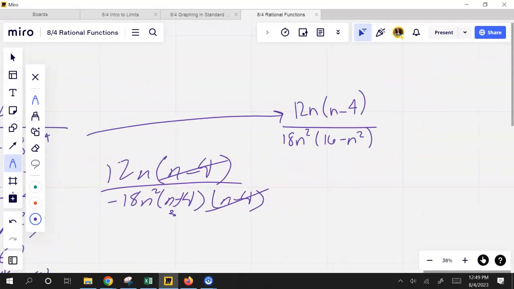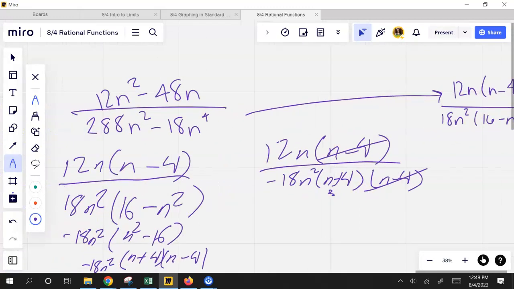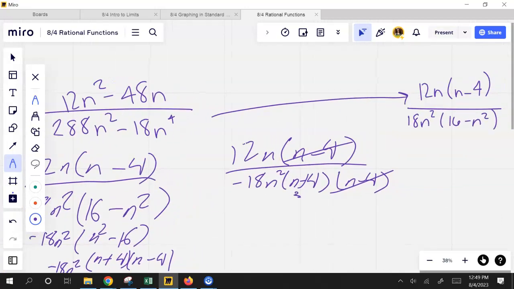At this point, does everybody see the very first step, how we took that GCF out right there? For this one, I could divide them both by 12n, and I could take that out to leave me with n minus 4, right? And then this one, 288 divided by 18 is 16, and 18 divided by 18 is 1. So I just took the GCF out first step. Are you following me? Okay.